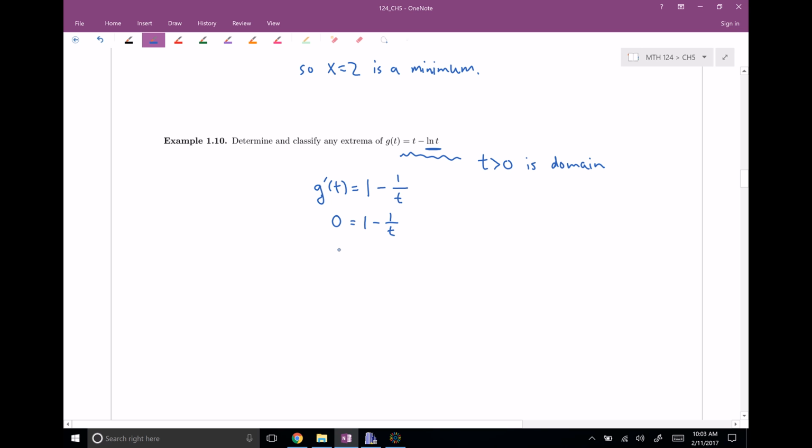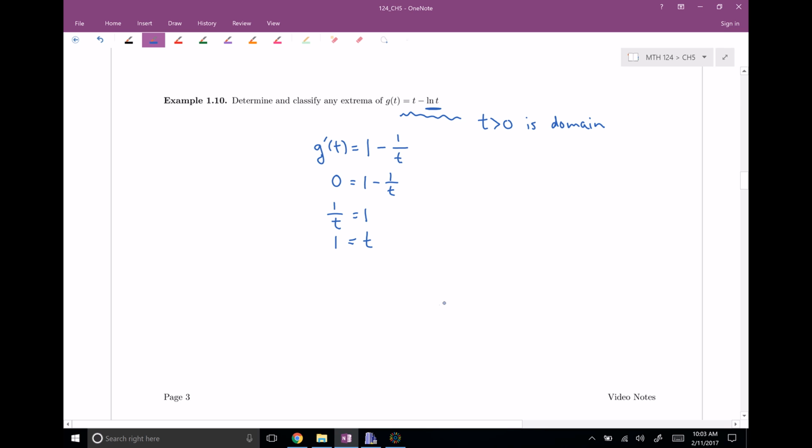So let me see. I'm going to go ahead and add 1 over t to both sides. So 1 over t equals 1. Do a little bit of cross multiplying. That's going to give us t is equal to 1. And so there it is, right? t equals 1 is our only critical point in this case.